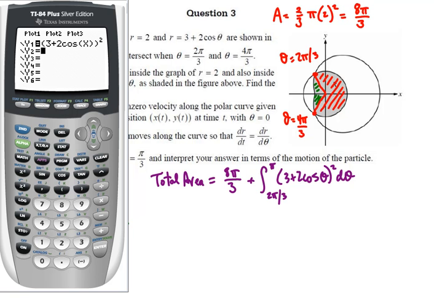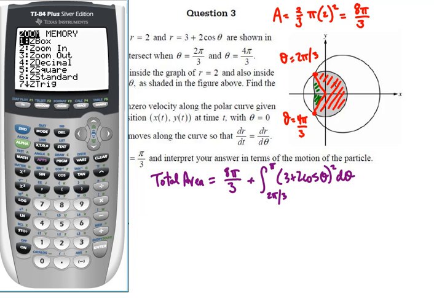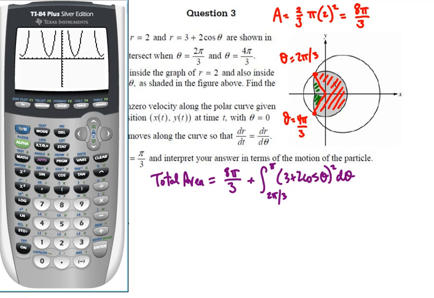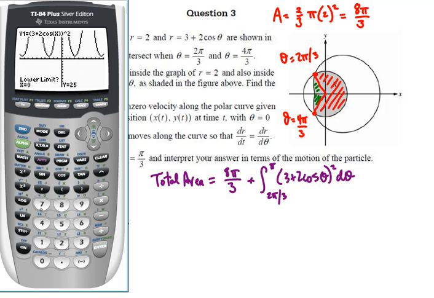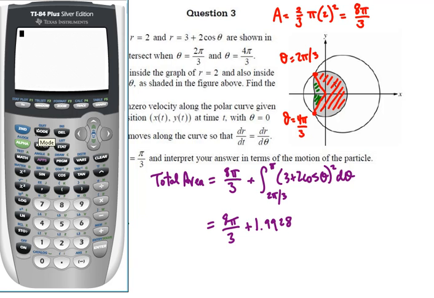We have to use the normal function capability. I'm going to zoom standard and integrate between 2 pi divided by 3 and pi, and you can see that I end up with 1.9928, or 1.993.